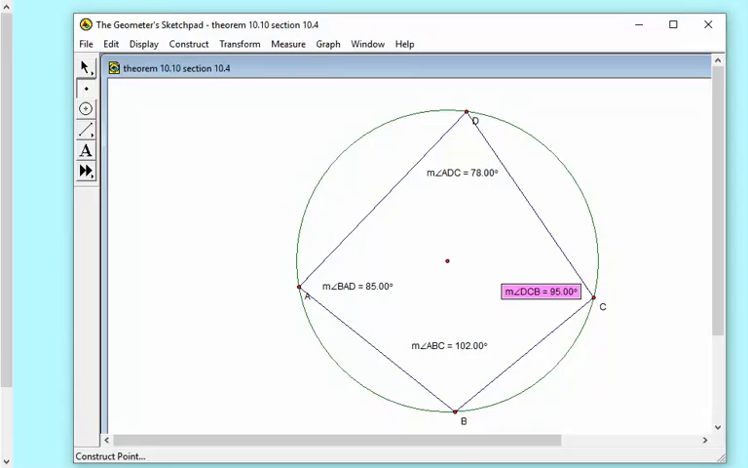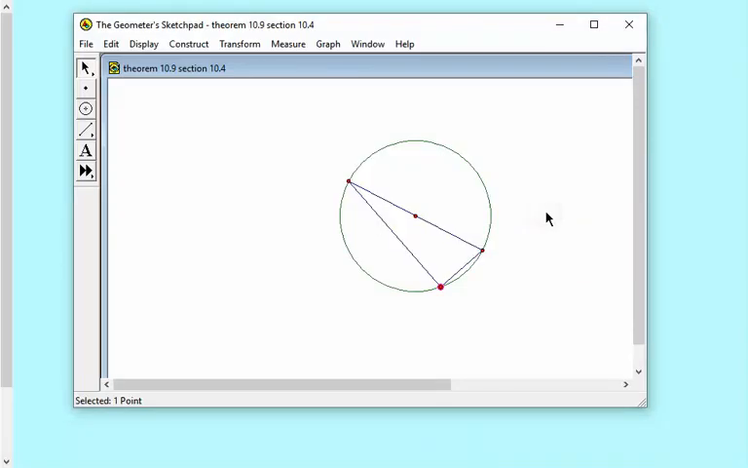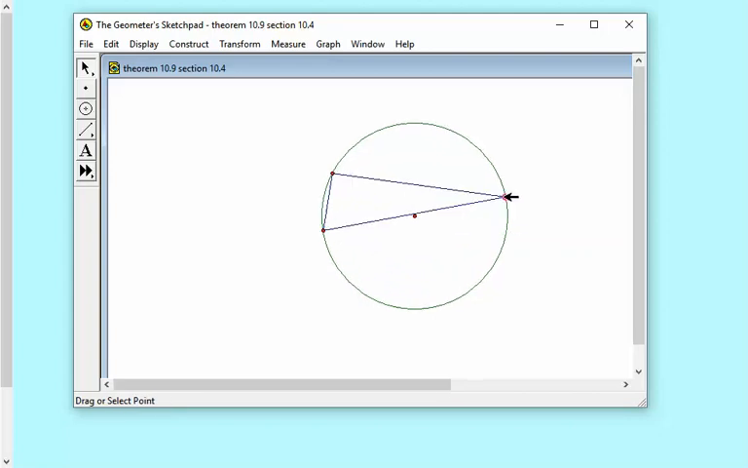First is this one right here. No, this is 10.4. We'll get to that in just a second. How about 10.9? If we inscribe a triangle in a circle, and I make sure that one of the sides is a diameter, no matter how I move this, if I make it the diameter, one of the sides, what you notice is that this angle right here becomes a right angle.